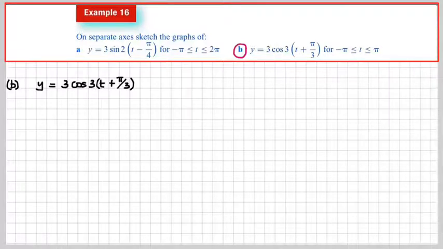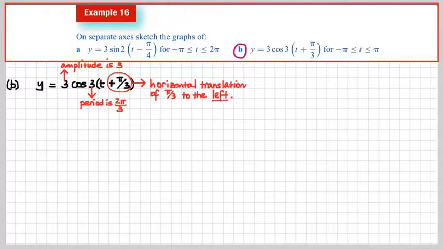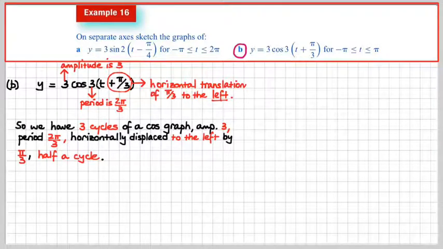Now let's write out what we think is happening to this graph. Its amplitude is 3. Do you agree? Its period is 2 pi over 3. And it's basically got a horizontal translation of pi on 3 units to the left. Okay, you get that?